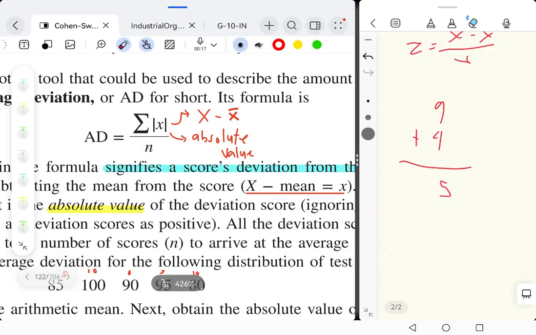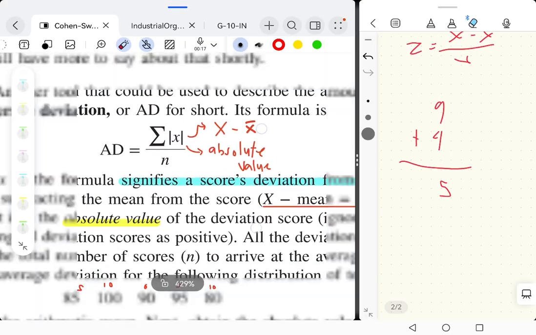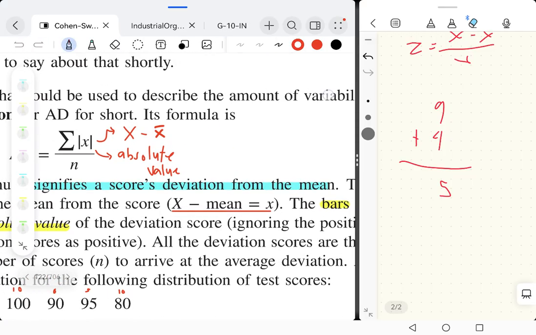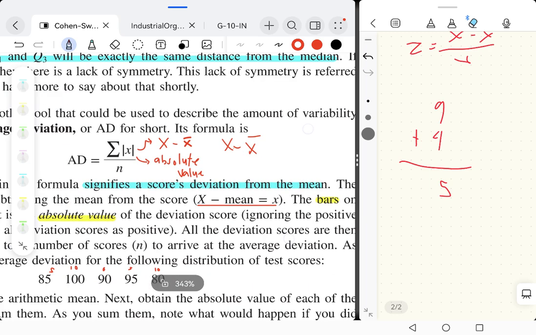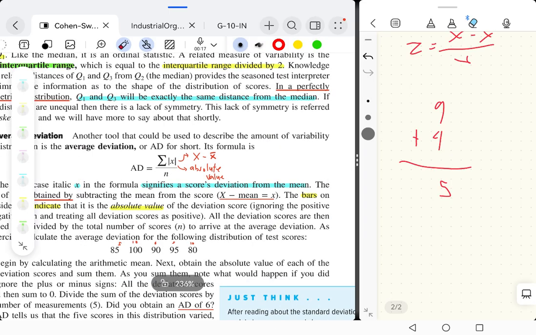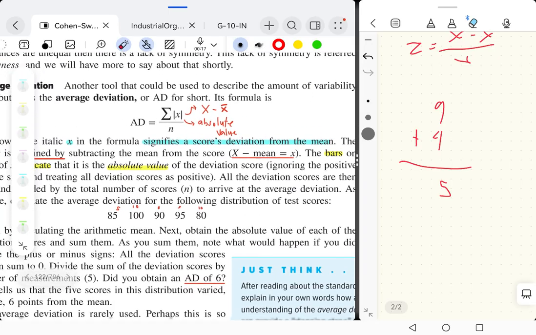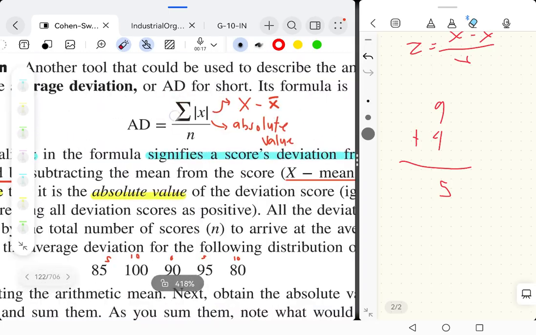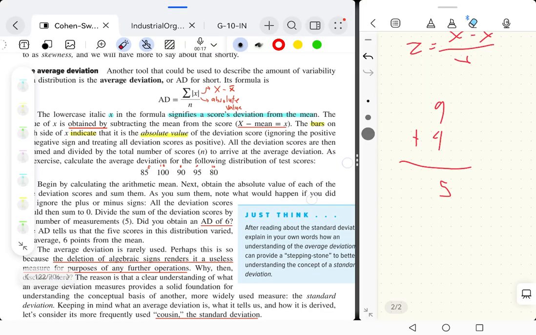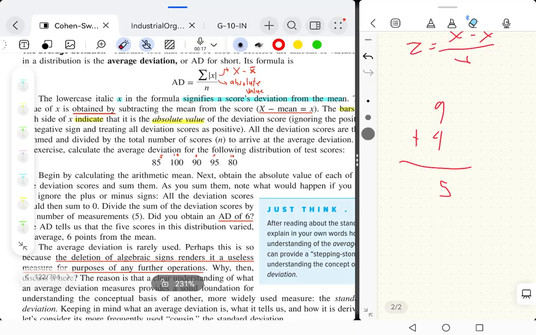That's what the bars mean here. This small x actually means the raw score minus the mean. Since I said before that the big X means the raw score, while the X bar means the mean, the average. So you already know what the sigma means. It's the summation, right? Now let's move on to how we actually solve this.